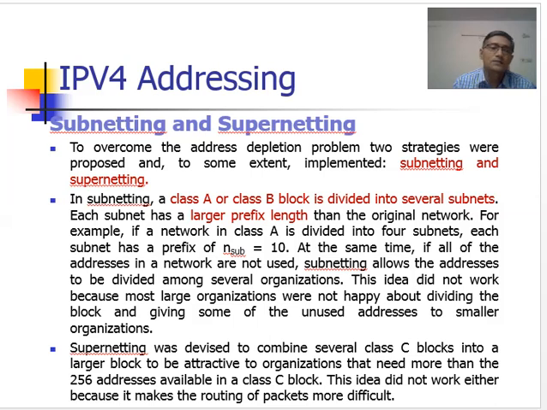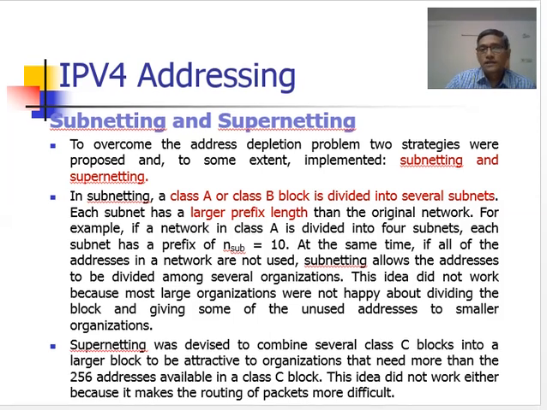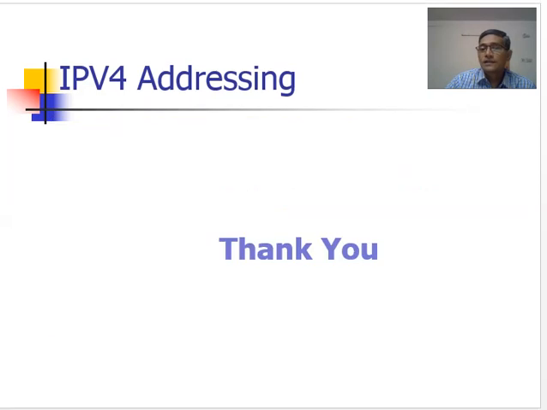So subnetting is also a temporary solution. So they went for supernetting, another temporary solution, in which class C addresses are combined into blocks, because only 256 addresses are available in a class C block. But one fundamental disadvantage, a major difficulty, is that it makes routing of packets more difficult. The 2 temporary solutions, subnetting and supernetting, we will learn in detail in the subsequent video. Thank you very much.